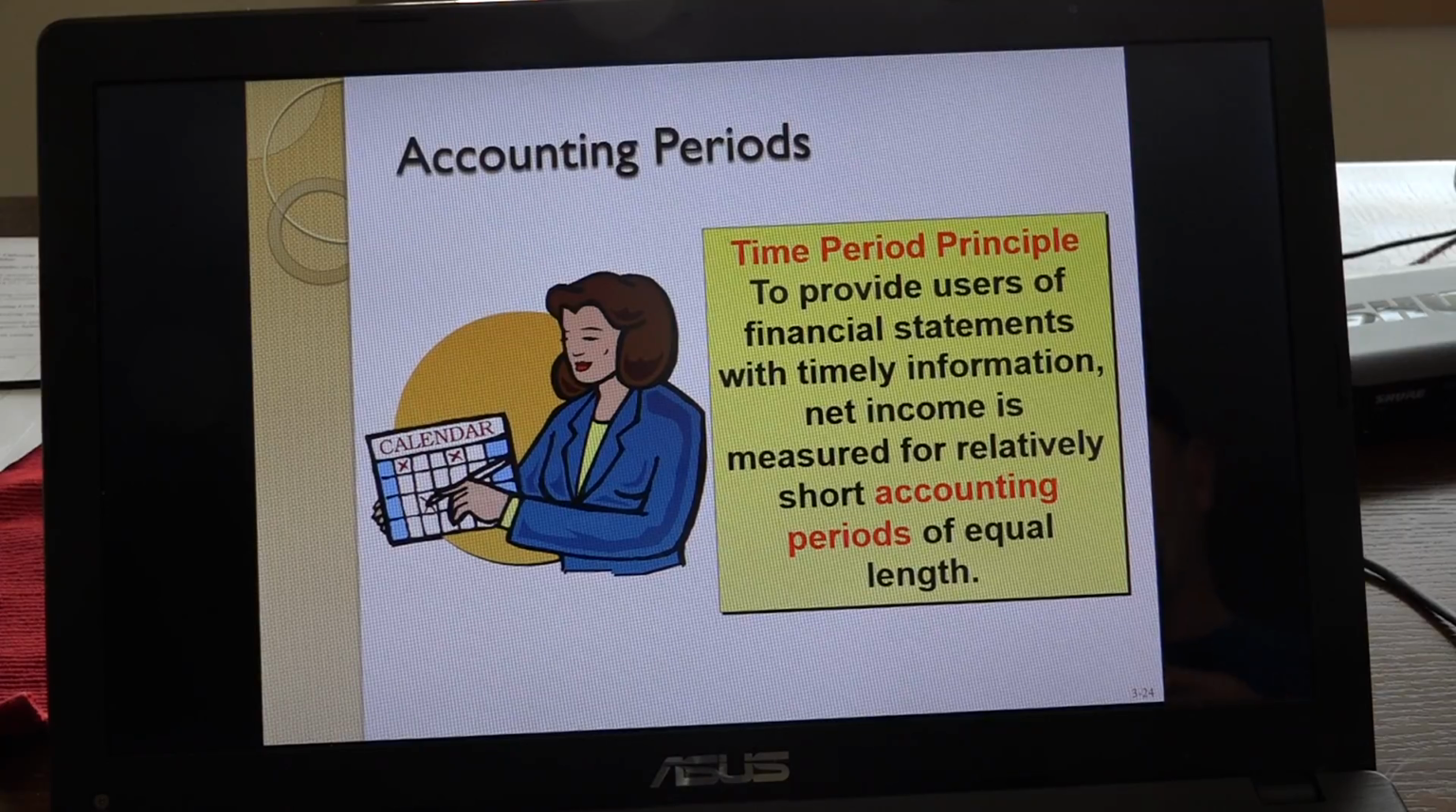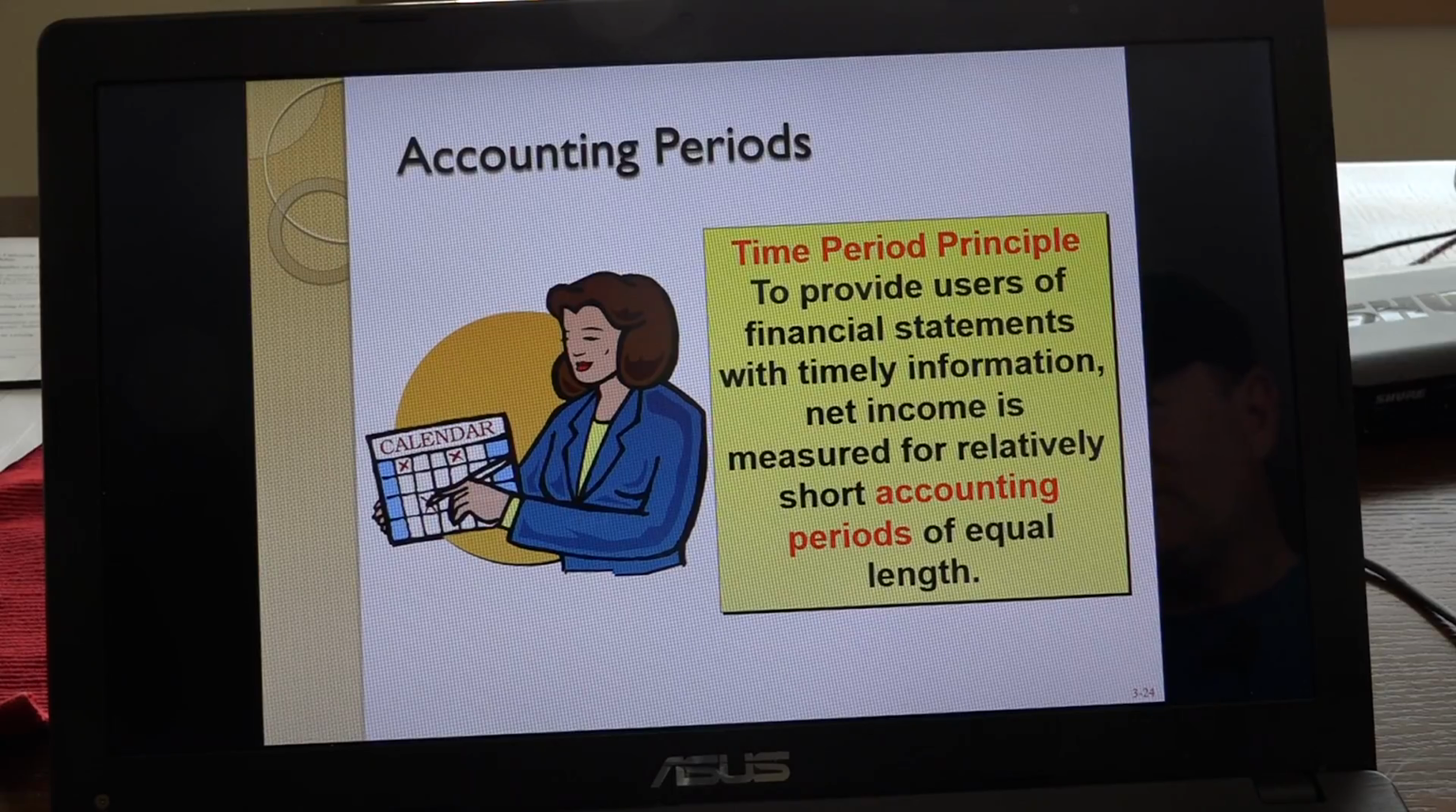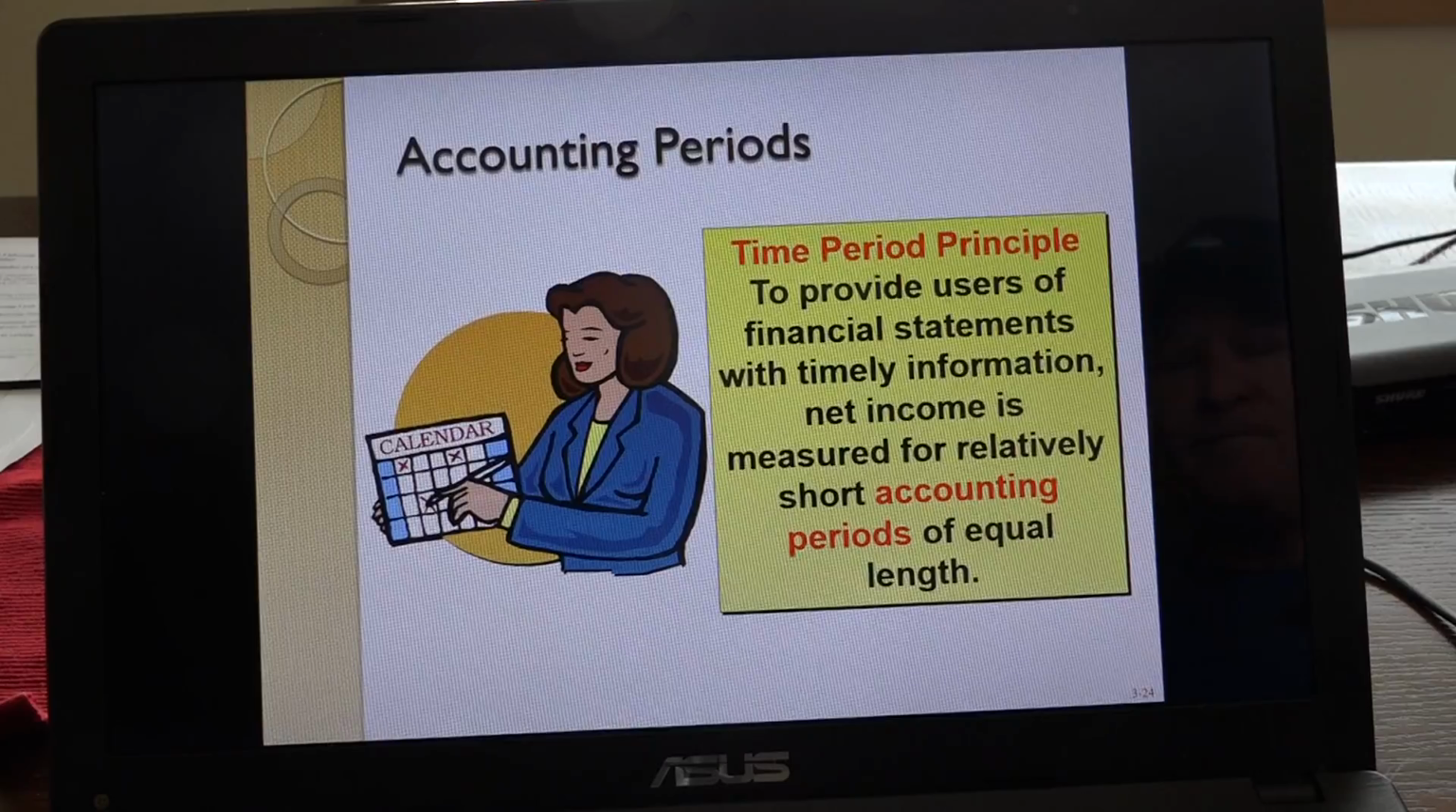Which brings me to the point, you have to have a stopping off point when you're preparing these financial statements, such as December 31st. And so we have this time period principle, which simply is a way to provide users of financial statements with timely information. Net income is measured for relatively short accounting periods of equal length. At some point, you have to stop and find out what the score is.